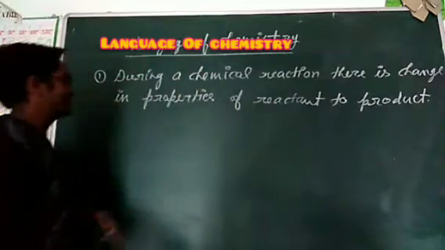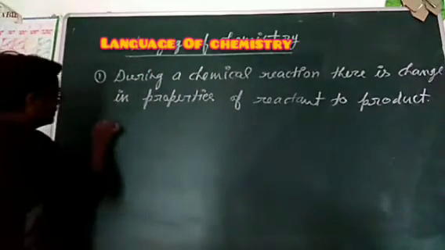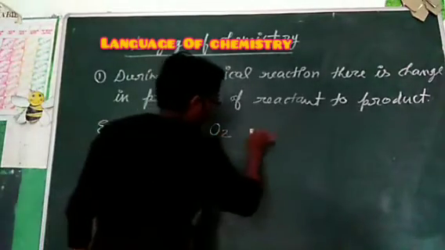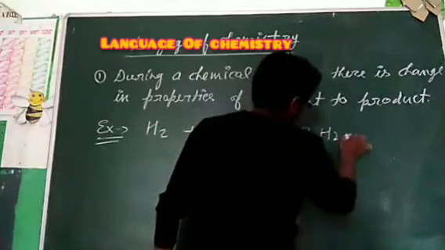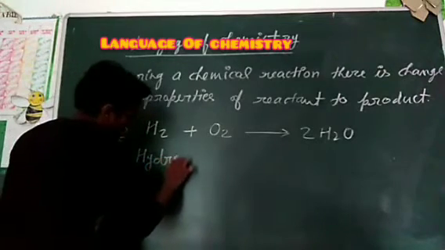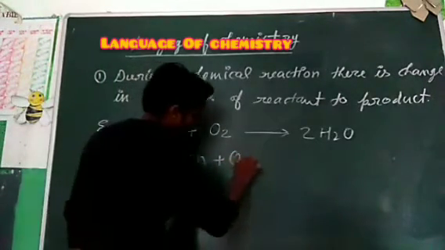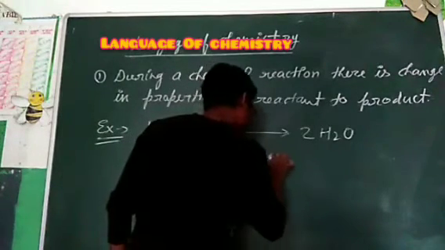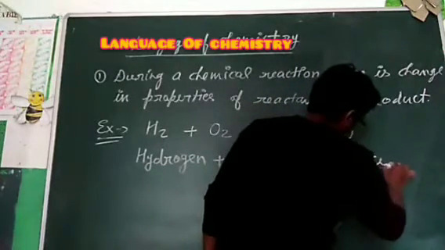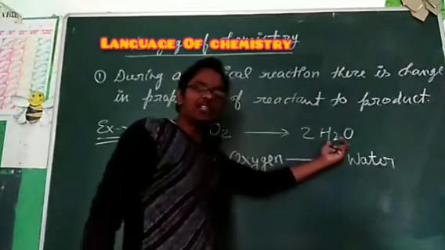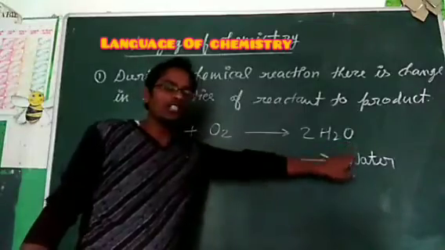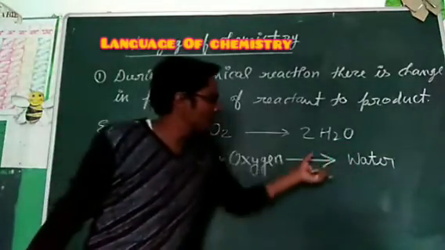Now we will understand this statement through one example. H2 plus O2 gives 2H2O. What is it? Hydrogen plus oxygen will give water. This is the formula for water, H2O, which takes 2 hydrogen and 1 oxygen. See, hydrogen plus oxygen will become water.